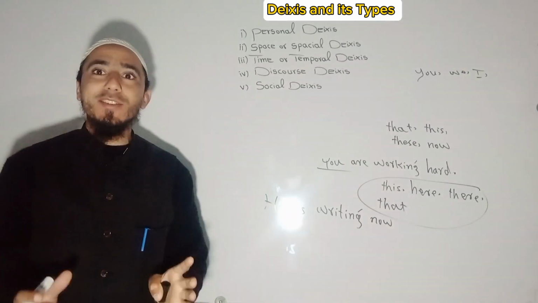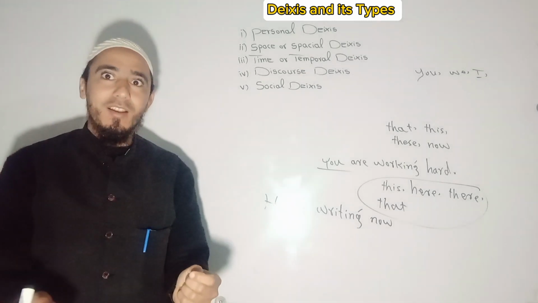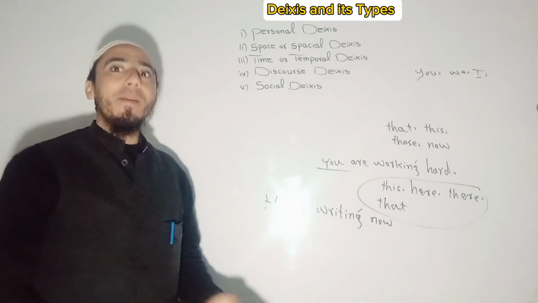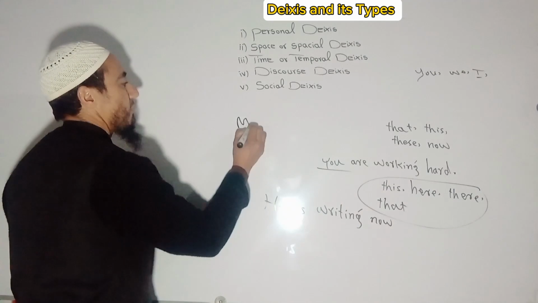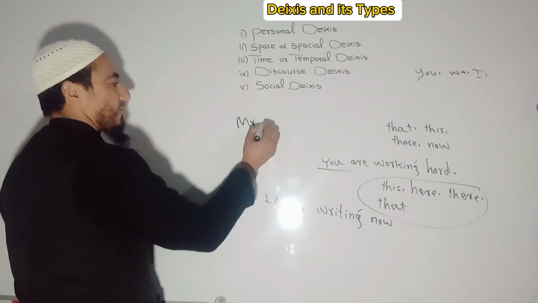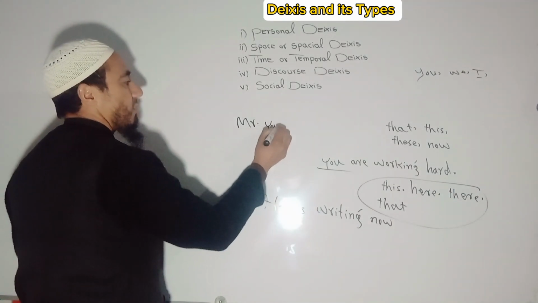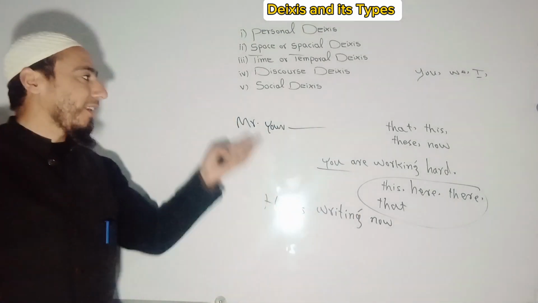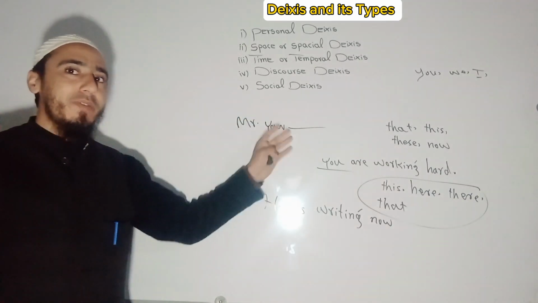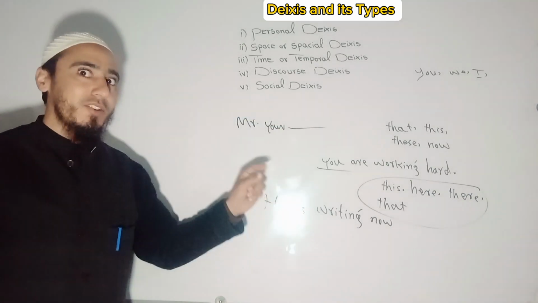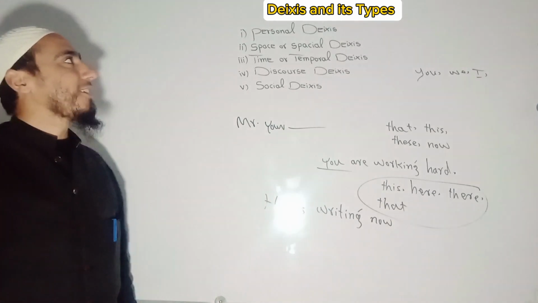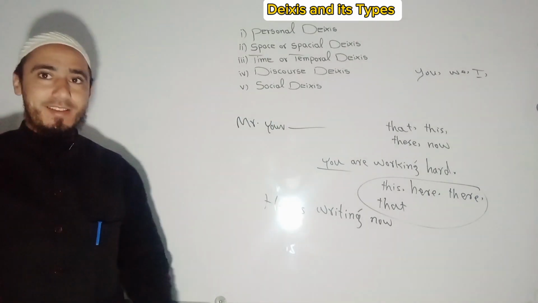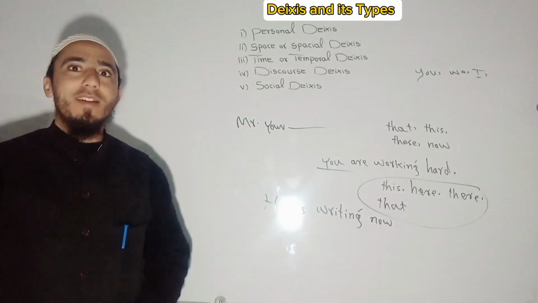Social deixis refers to the social status or marks the social status of the person or people. For example, sometimes we have Mr. and we also have your majesty, and there are some other words as well, like misters, your majesties, honor, your honor. All these are examples of deixis, and particularly social deixis. So I hope that this topic is clear to you.